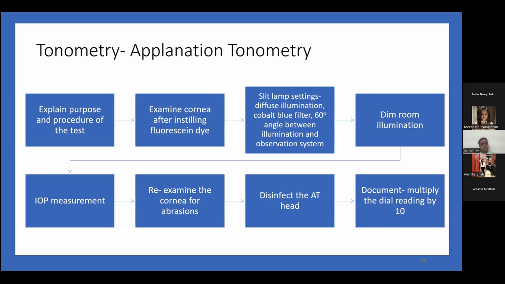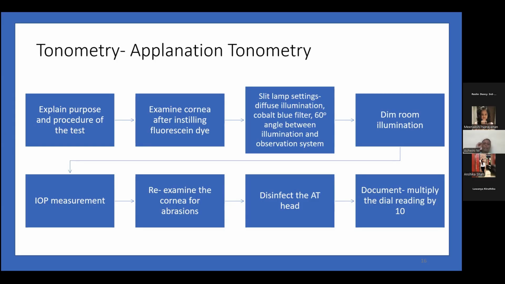And we saw the slit lamp setting already. At least during the initial period, I feel it will be easier to do AT in dim room illumination because of the contrast enhancement. So at least initially you can try doing it in dim room illumination, but it's of course not mandatory. It's not that you cannot do AT in normal room illumination, but dim room illumination makes it easier.